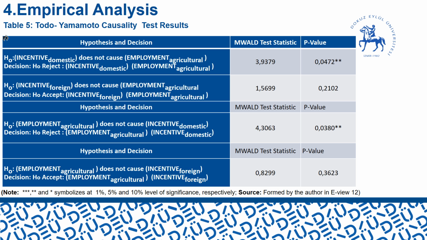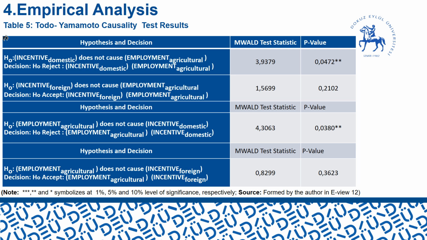After having determined the necessary values for the Toda-Yamamoto causality test, which are the dmax and k values, the causality relationship between the variables has been analyzed. Table 5 presents the Toda-Yamamoto causality test results. As you can see, the value of k plus dmax is determined as 2 for estimating the VAR models.